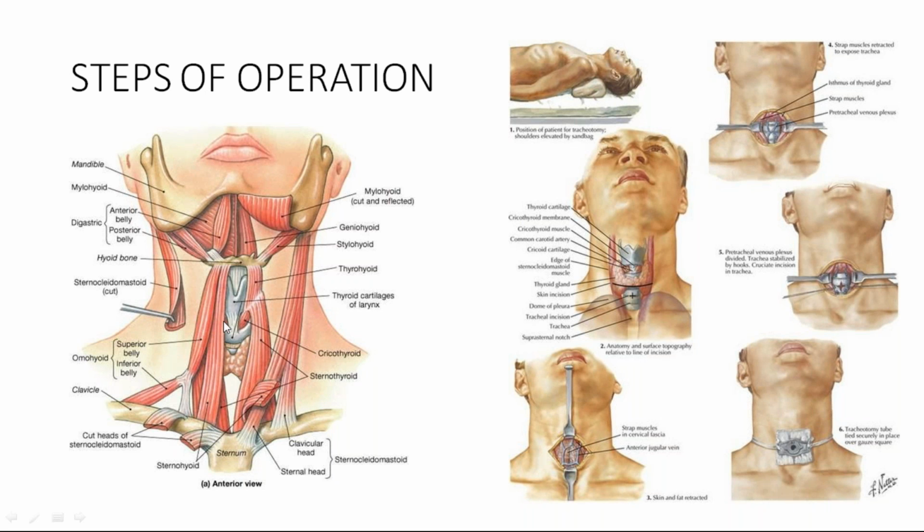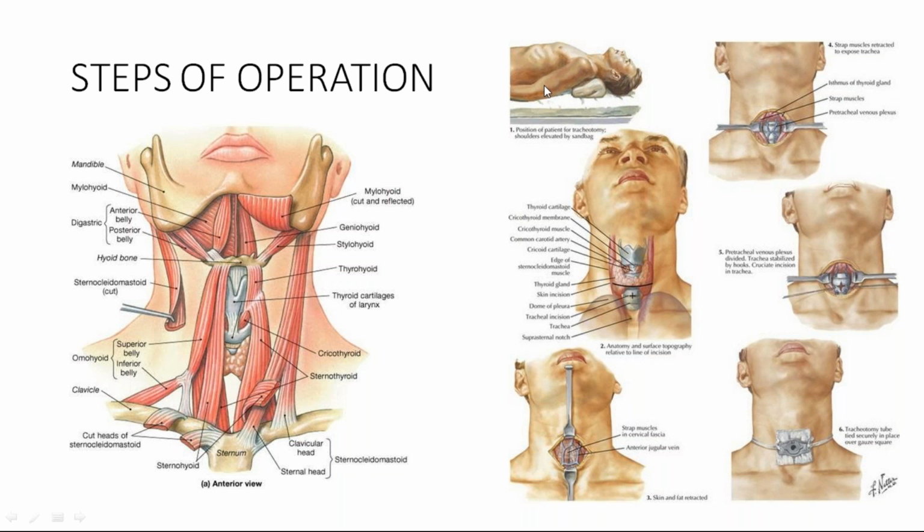We have to separate all these muscles, pull these muscles laterally, and the trachea can be visualized here. But before that, we have to retract the thyroid isthmus upwards. This is the thyroid isthmus. We have to retract the thyroid isthmus upwards or downwards to create a tracheostomy. These are the steps of the tracheostomy.